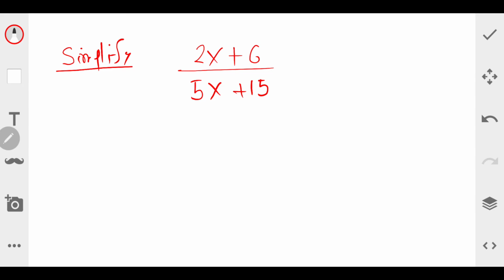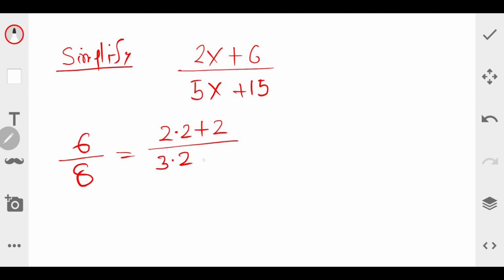Okay, so here there's some confusion. Some of you might say, okay, I can cancel the x. Some of you say, no, I cannot cancel the x. So before I do this, let's do a problem. Let's say I'm going to do 6 divided by 8, and I'm going to do 2 times 2, which is 4, plus 2, which is 6. And I'm going to do, let's say, 3 times 2, which is 6, and plus 2.